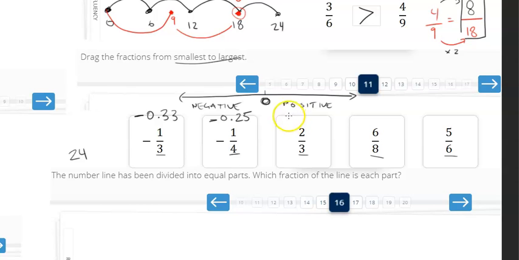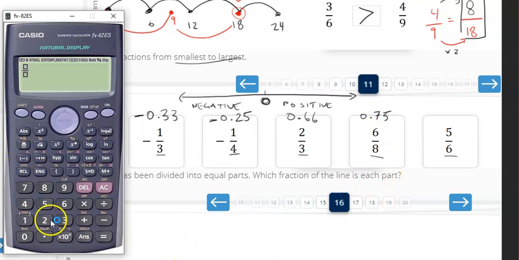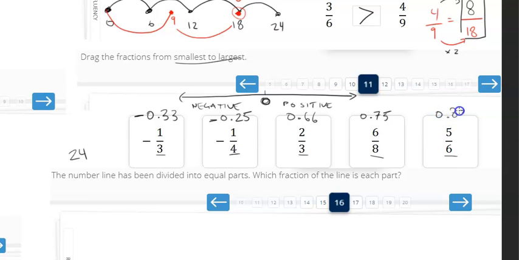This here is going to be 0.66. 6 over 8 is going to be 3 over 4, so that's 0.75. And then 5/6 is 0.83. And now we're in this format where we've got decimals, and we can just arrange the decimals associated with the fractions from smallest to largest.